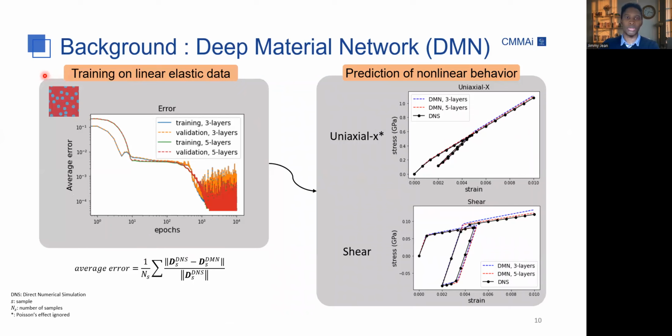And previous work has shown that by training the deep material network on linear elastic data, we can then use it to perform the prediction of the nonlinear behavior of the RVE for which that DMN was trained. For example, here we have carried out training for this RVE on linear elastic data, and then we can carry out predictions on it, by using, for example, an elastoplastic law.